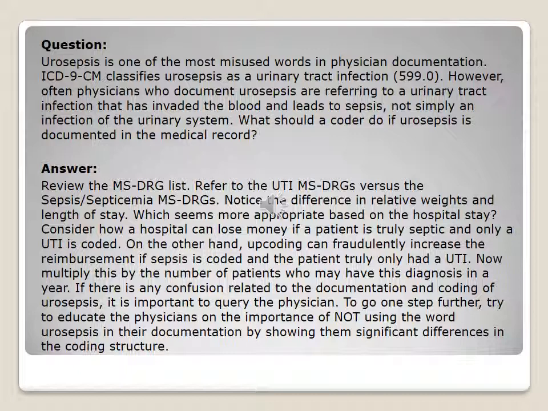Refer to the UTI MS-DRGs versus the sepsis septicemia MS-DRGs. Notice the difference in relative weights and length of stay. Which seems more appropriate based on the hospital stay? Consider how a hospital can lose money if a patient is truly septic and only a UTI is coded. On the other hand, upcoding can fraudulently increase the reimbursement if sepsis is coded and the patient truly only had a UTI. Now multiply this by the number of patients who may have a diagnosis in a year.